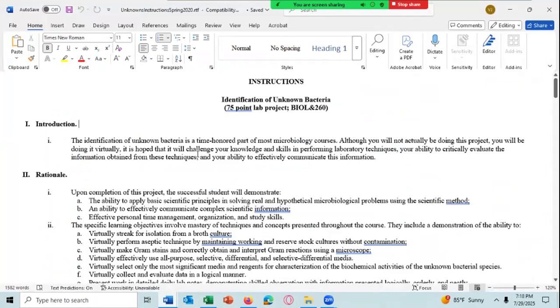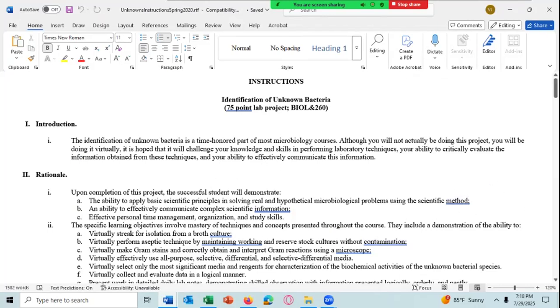The identification of the unknown bacteria is something that almost all microbiology courses include. And although you're not going to be actually doing this project, you will be doing it virtually. We will do it online, and hopefully it'll challenge your knowledge and skills in learning laboratory techniques, as well as your ability to critically evaluate the information that you obtain, and then effectively communicate this information, like requesting the future tests, and then submit the lab report.